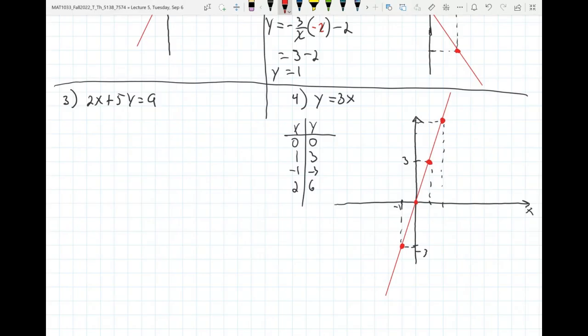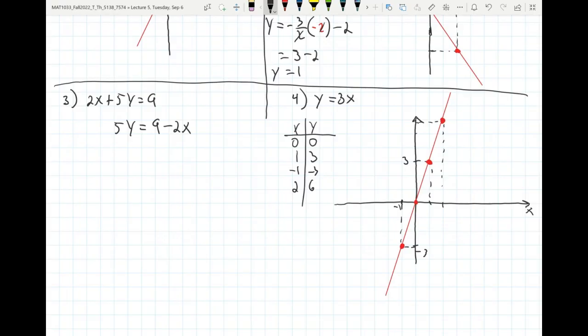Now for this one, if you just randomly pick numbers, most likely you're going to end up with fractions. So you may need to think a little bit more if you want to be clear. For example, I'm going to be picking values for x, and then I solve for y. But I want to pick nice values of x. So beforehand, let's take a look at what it's going to take to solve for y. This means that 5y will be 9 minus 2x. Yes, just move the 2x over.